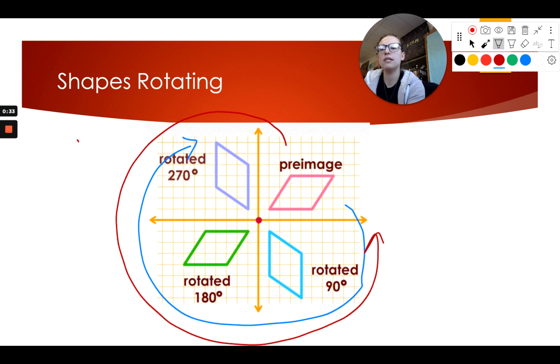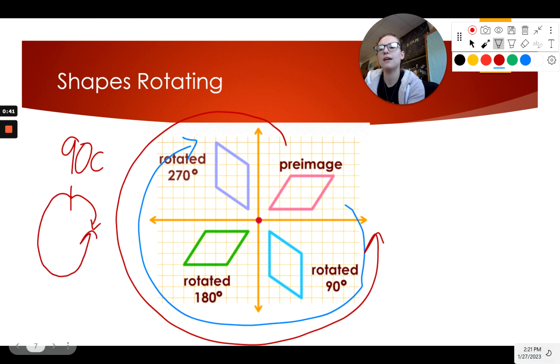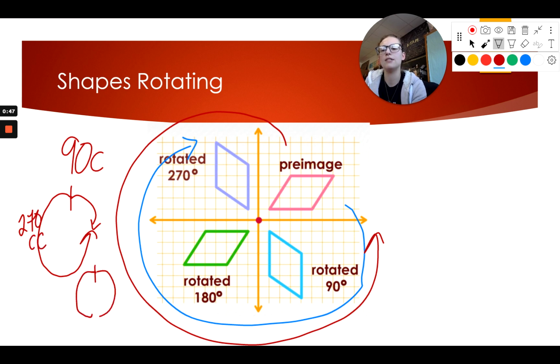So 90 degrees clockwise is the same as 270 degrees counterclockwise. 180 degrees clockwise is the same as 180 degrees counterclockwise. That one's pretty easy. And then we have 270 degrees clockwise is the same as 90 degrees counterclockwise.